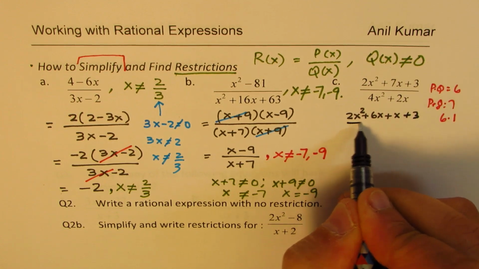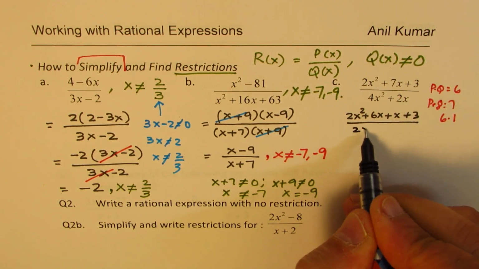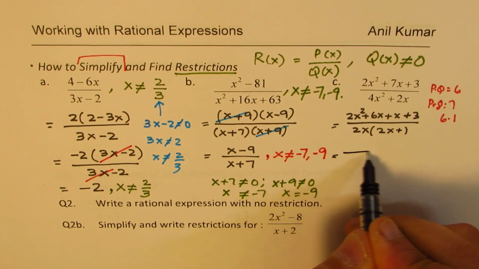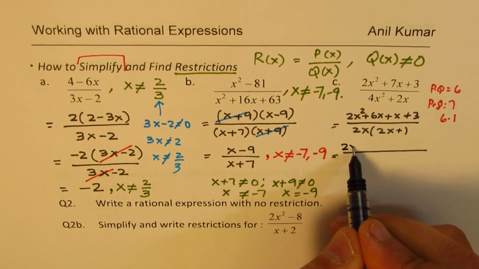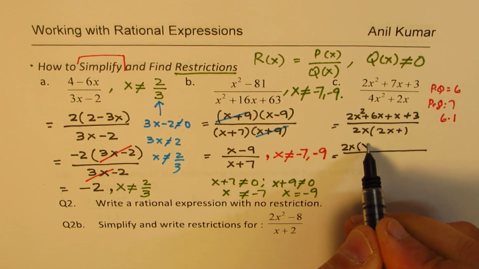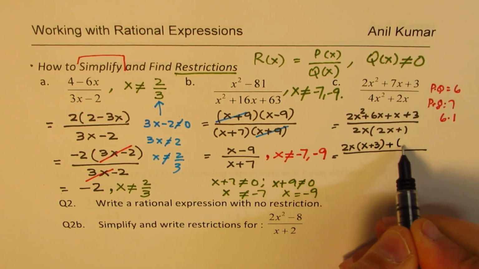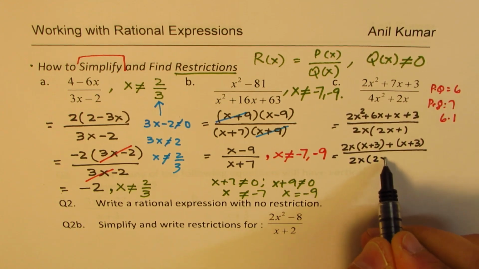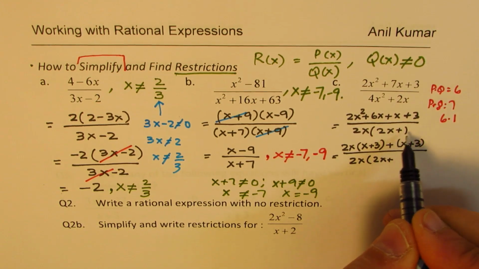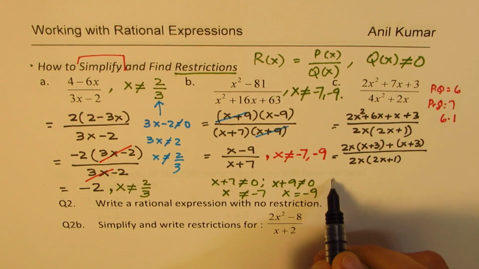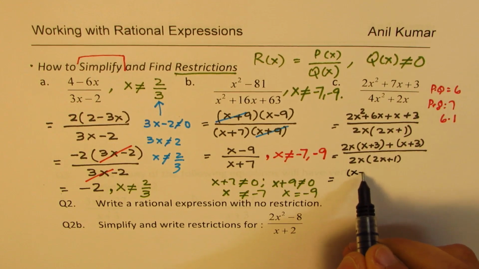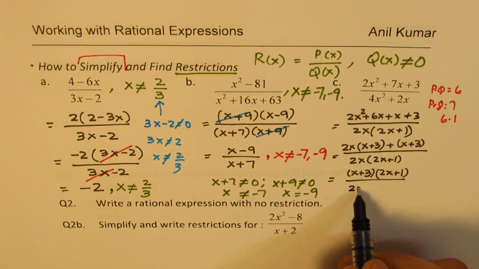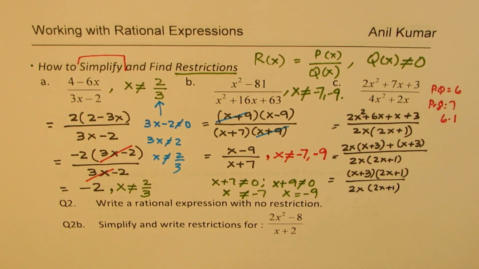Plus 3 divided by, in this case, I can take 2x as a common factor. So I get 2x plus 1. Now I could write this as, taking 2x common, we get 2x here and we get x plus 3. We have already x plus 3 as the other two terms. Now we have 2x times 2x plus 1, right? I think it was 1, right? 2x plus 1, and now we can factor out x plus 3 and we get 2x plus 1 in the numerator also. So we have 2x times 2x plus 1 in the denominator.